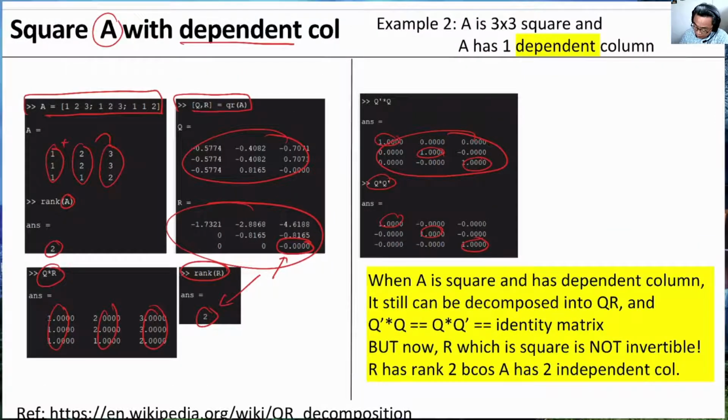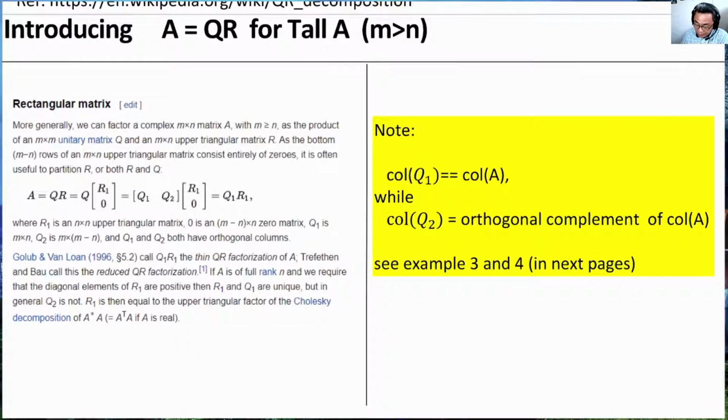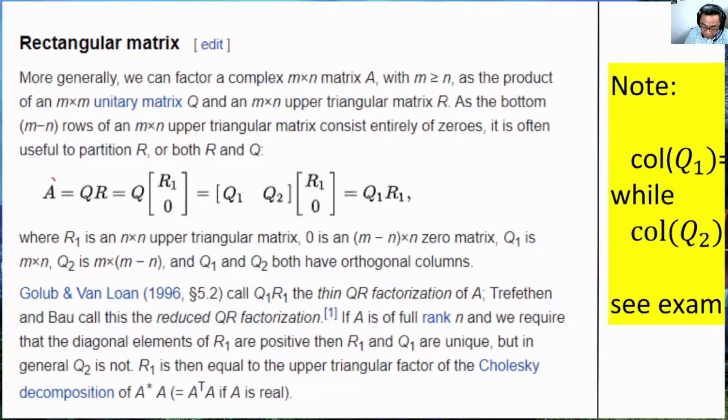So now we switch gear. We can now study when A is tall and skinny. So we now have a rectangular matrix A, and we still can do QR. As a recap, when A is tall and skinny, we'll break Q into two matrices. Q1 will span the column space of A. Q2 will span the perpendicular subspace of A. R1 multiplied by Q1 will give you A, and Q2 will be multiplied by 0, showing that Q2 does not contribute to A at all.